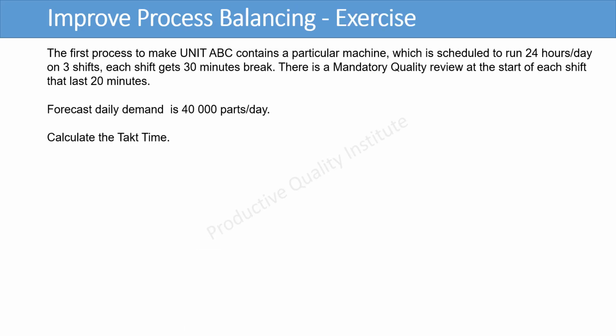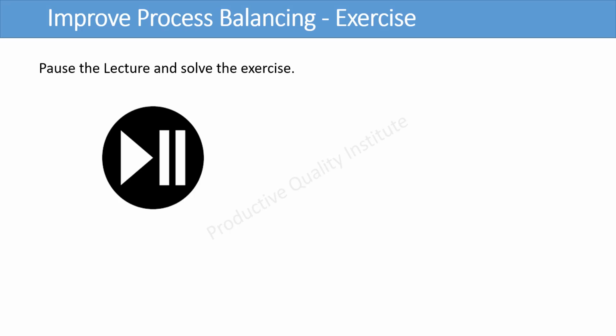The first process to make unit ABC contains a particular machine, which is scheduled to run 24 hours per day on 3 shifts. Each shift gets a 30 minute break. There is a mandatory quality review at the start of each shift that lasts 20 minutes. Forecast daily demand is 40,000 parts per day. Calculate the takt time. Please pause the lecture and solve the exercise.